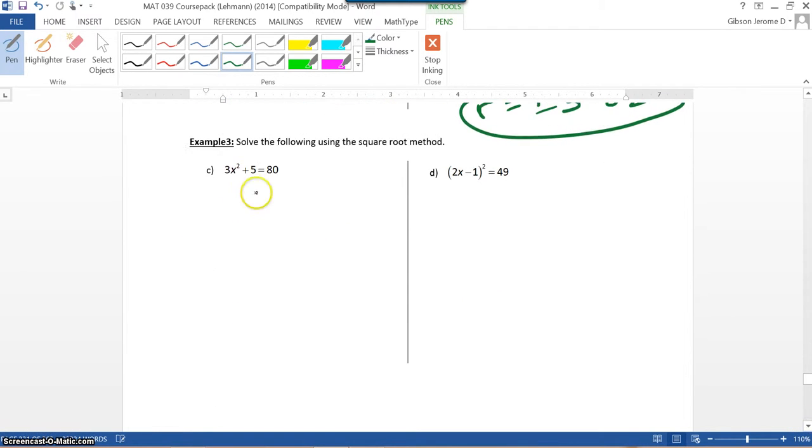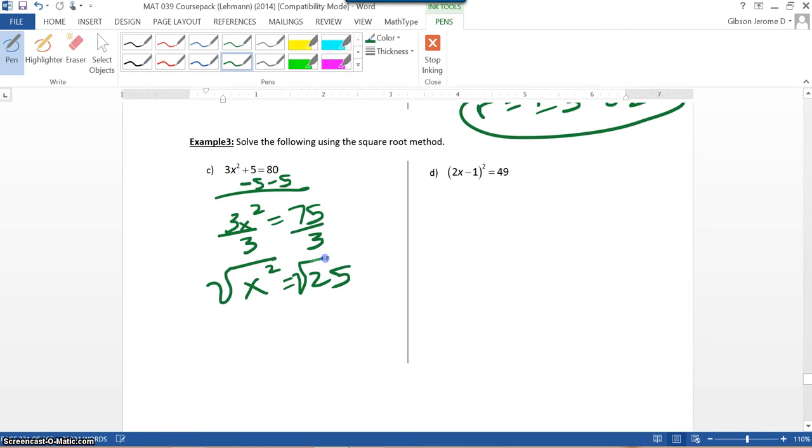Now we come down here to example 3. Now remember, we must get the perfect square by itself. So we would subtract 5 on both sides, and we'll have 3x squared equals 75. Divide each side by 3, and x squared equals 25. Now we would take the square root of both sides, and x is equal to positive and negative 5.